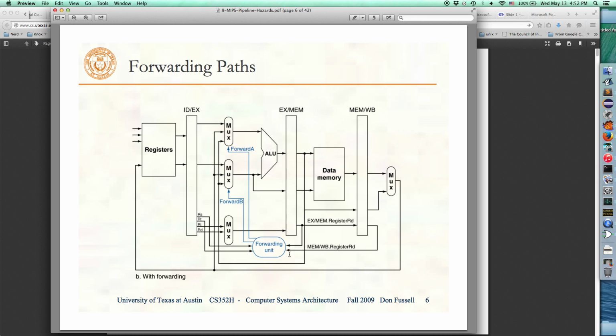Now here's what the logic for this is going to look like. This isn't the full logic, but this gives you kind of a flavor of what's going on. First we have the destination register for the EX MEM phase. That's one input to the forwarding unit. Now a couple of other inputs are the source RS and RT, the two source register numbers coming from the ID to execute phase.